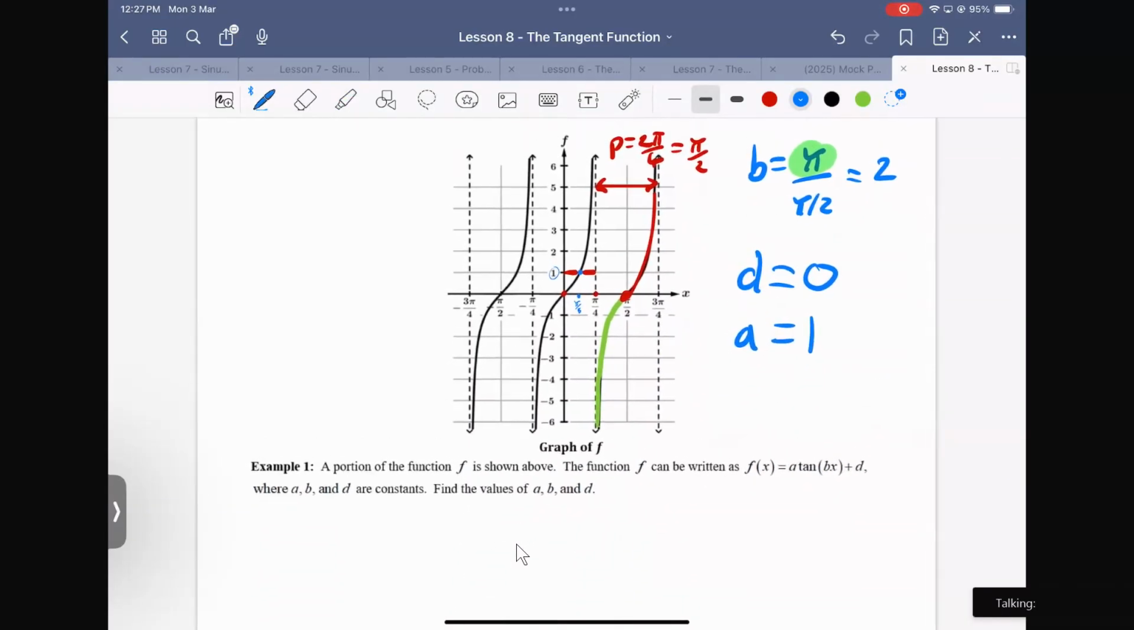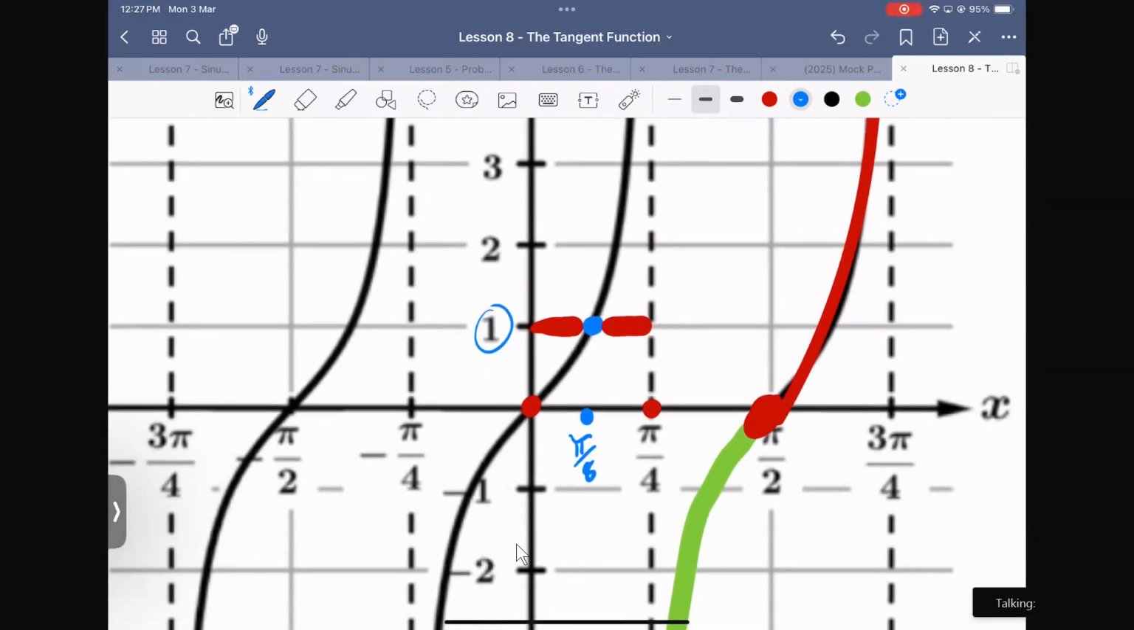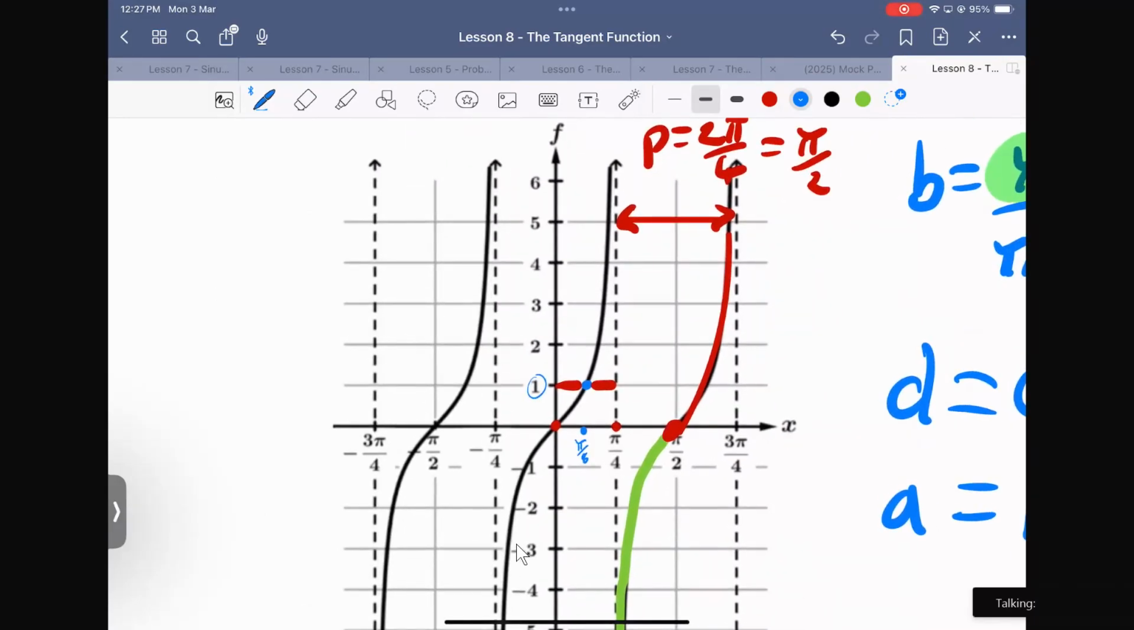Vertical dilation is really hard to see, because depending on how you draw your scale on your y-axis, it'll look the same. So it really doesn't change much. But what does change is if we dilated by a factor of 2, then this point halfway between those two would be up at 2.